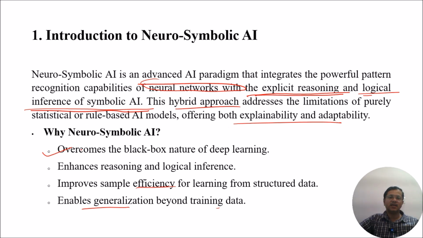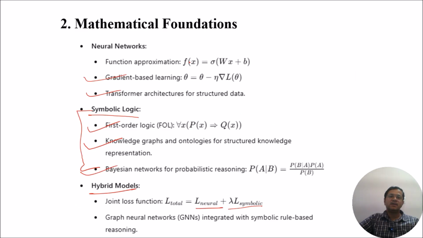Now there are some basic factors for why we use neurosymbolic AI, because it overcomes the black box nature of deep learning, enhances reasoning and logical inference, improves sample efficiency for learning from structured data, and enables generalization beyond the training data. Now some mathematical functions. What are the things that we use?